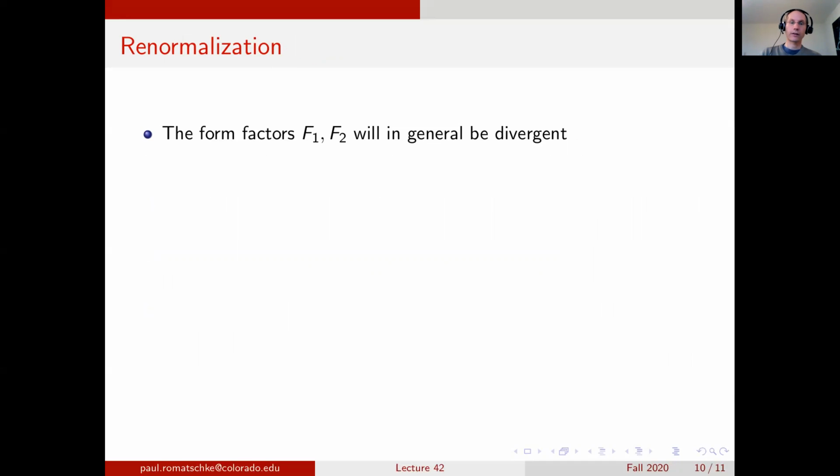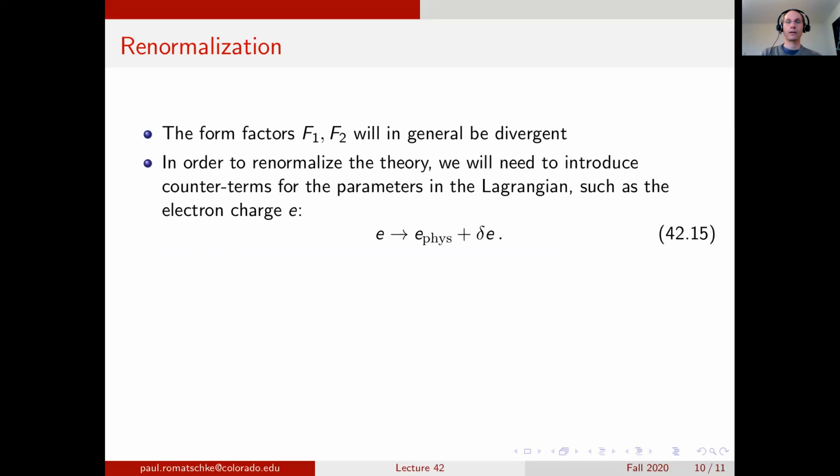The form factors F1 and F2 will in general be divergent. That's a common theme in quantum field theory. We will be able to renormalize the theory, and we know how to do this. We will introduce counter terms for all the parameters in the Lagrangian. And in particular, we'll change the parameter E, the electric charge in the Lagrangian, by E physical plus a counter term, delta E.